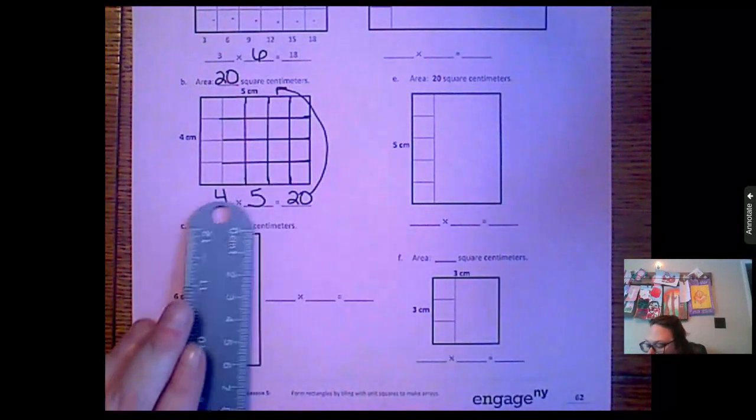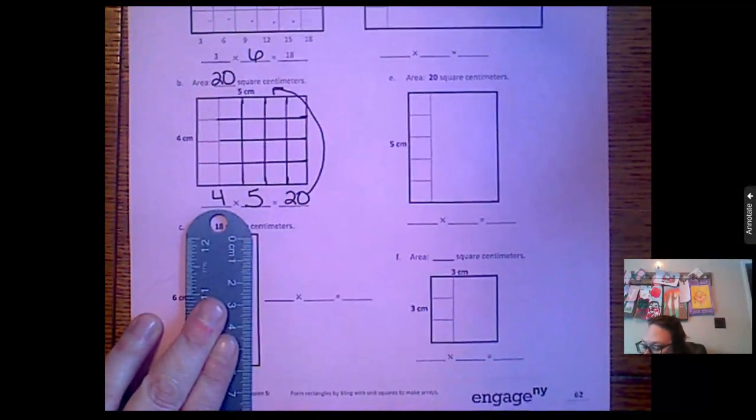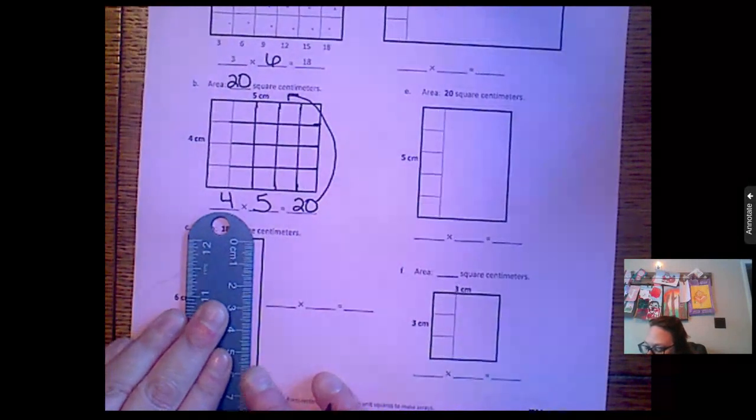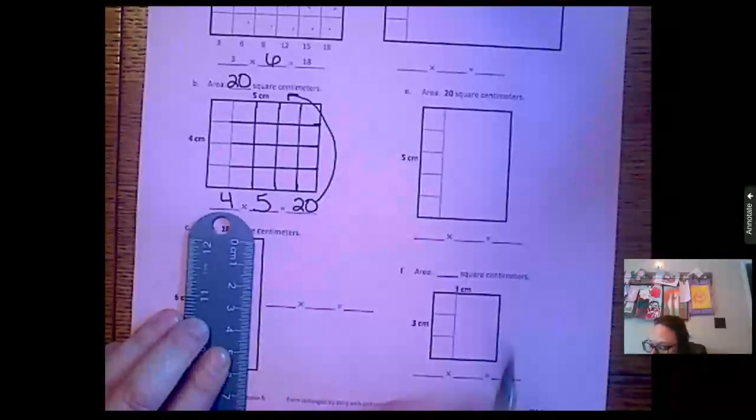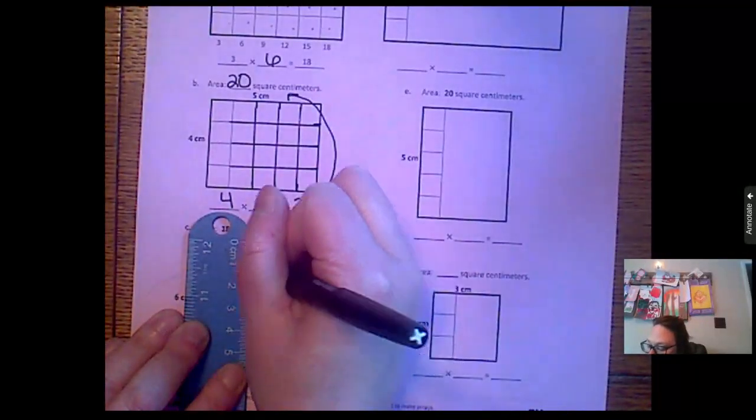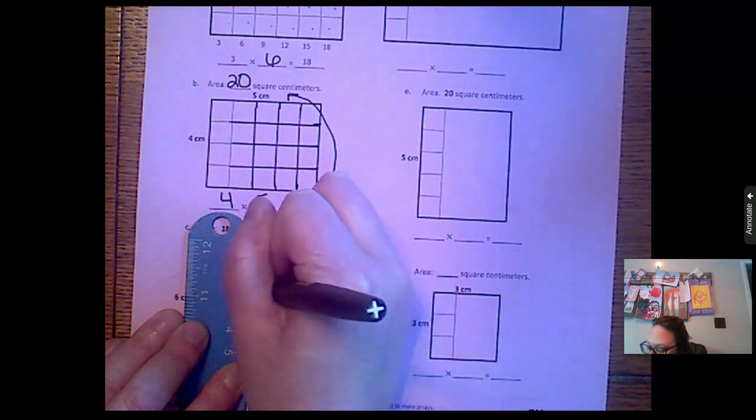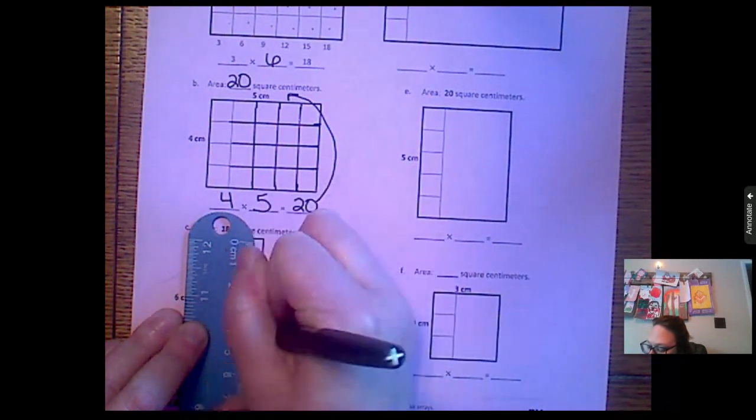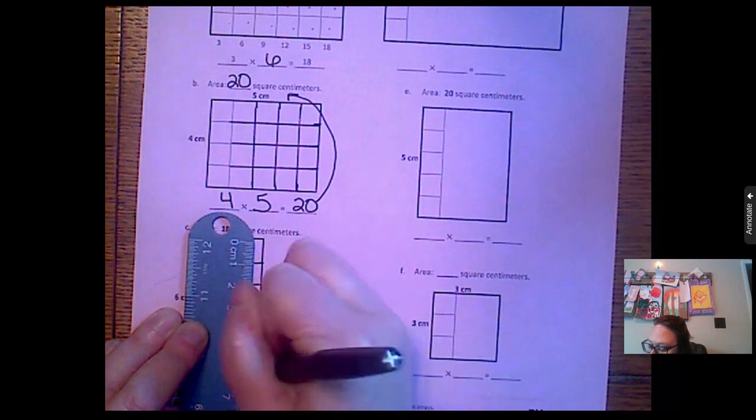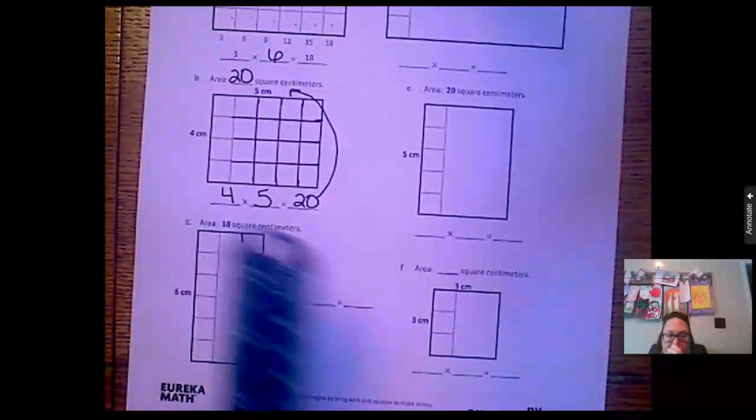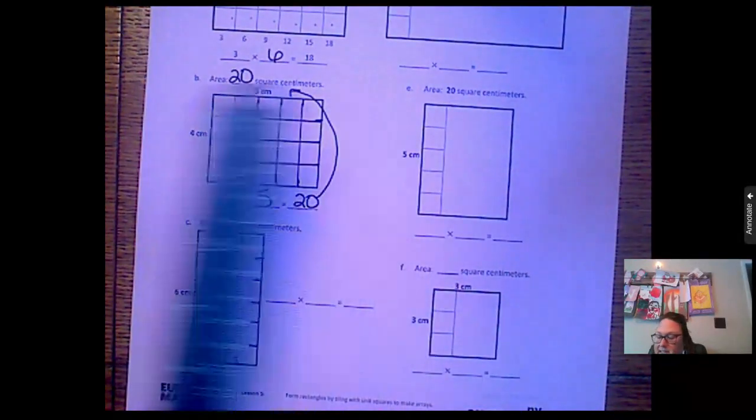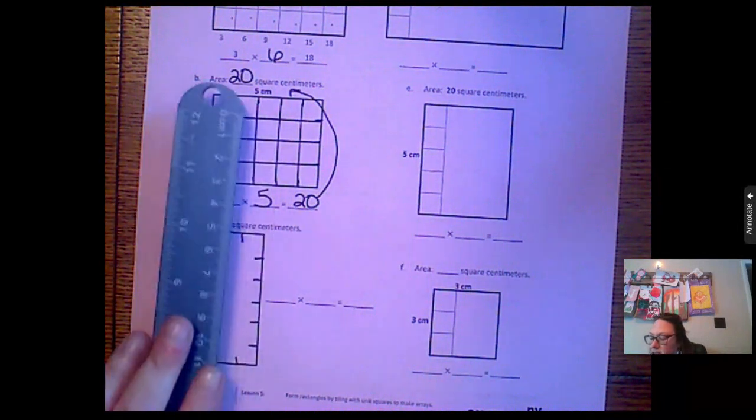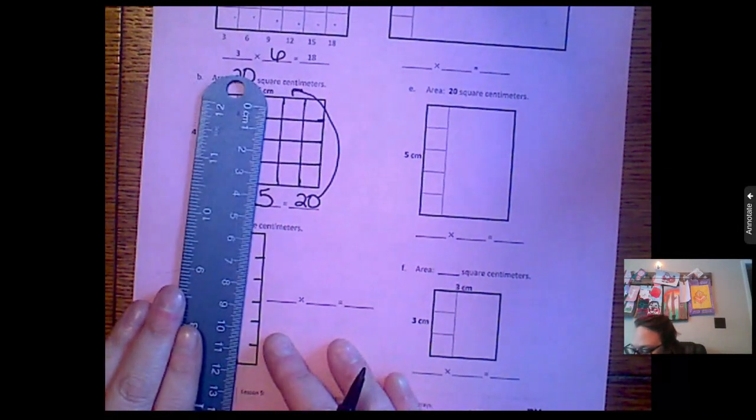Turn my ruler to the side, and I'm going to mark my centimeters on the side. So there's the 0. I'm going to mark the 1, the 2, the 3, the 4, the 5, and then the 6 is right at the bottom, right? Then I'm ready to connect. Since my ruler is already going this way, I'm going to connect my top and the bottom.